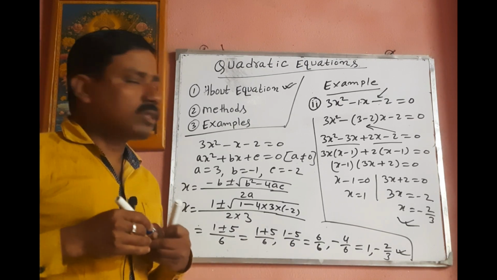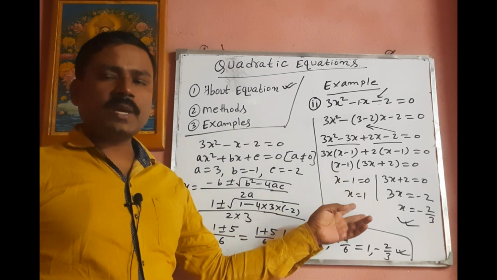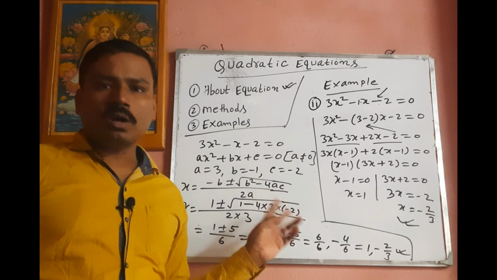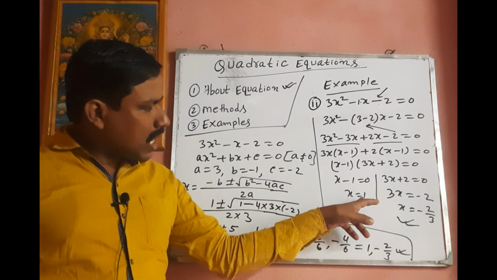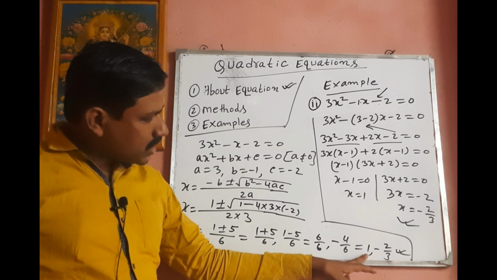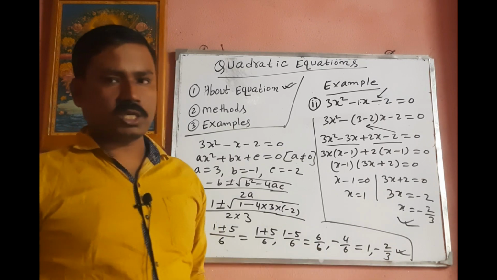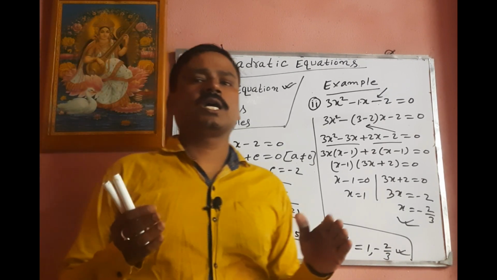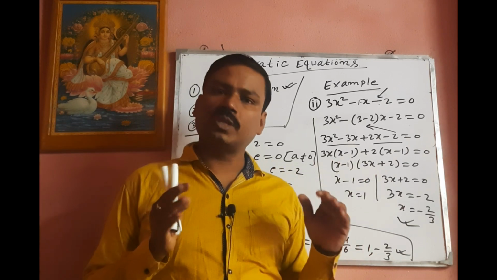So two methods, factorization method as well as the formula method. The two roots are x is equal to 1 and minus 2 by 3. Here also x is equal to 1 and minus 2 by 3. So in both cases, the roots of the given equation are the same.